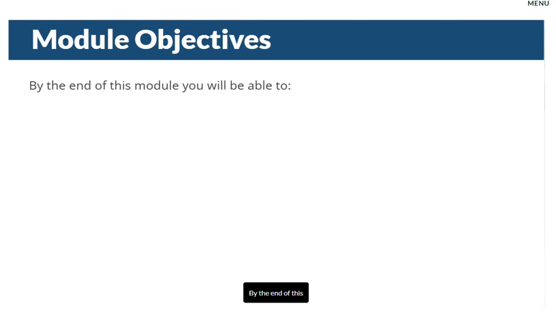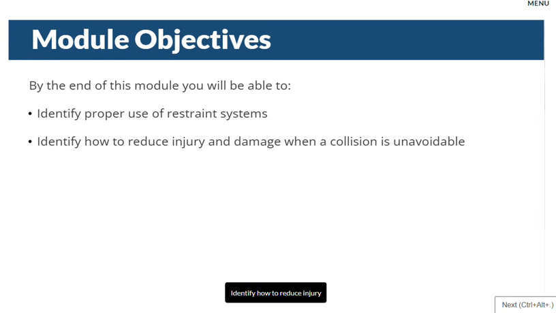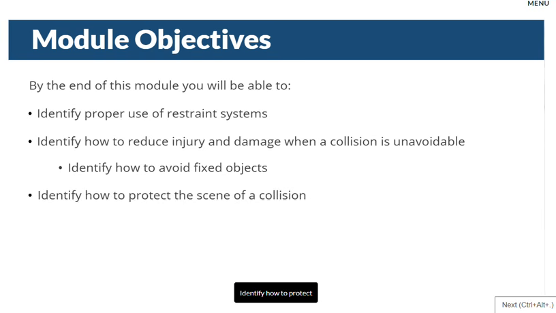By the end of this module, you'll be able to identify proper use of restraint systems, identify how to reduce injury and damage when a collision is unavoidable, identify how to avoid fixed objects, and identify how to protect the scene of a collision.